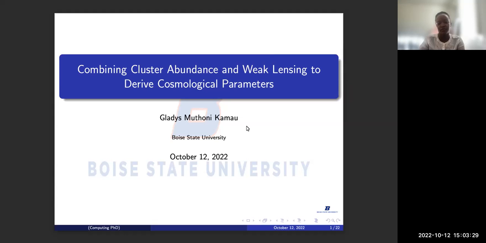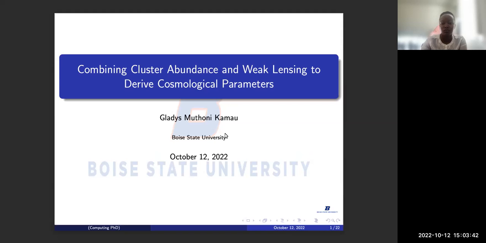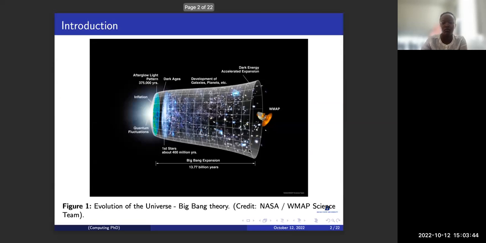Thank you, Brian. Yes, so today I'll be taking you through how to combine cluster abundance and weak lensing to derive cosmological parameters. Over the years, the understanding of the components of our universe has been changing based on the new discoveries that astronomers and scientists continue to make.